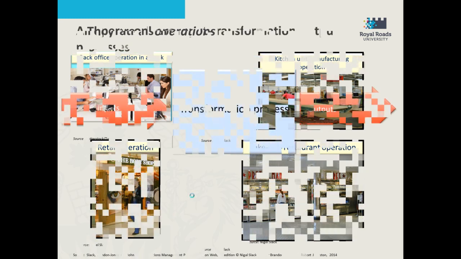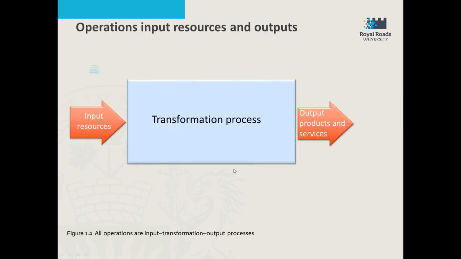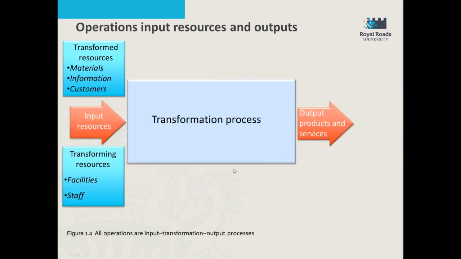It's everywhere. So as we discussed today, operation is a process. It has input, a process, and output. In terms of input, we have two types of input: transformed input that includes material, information, customer; and transforming input, facilities and staff. And we have two different types of output: the product and service, tangible and intangible.